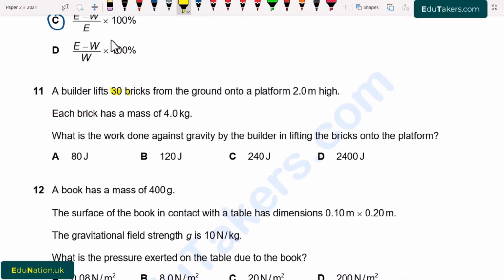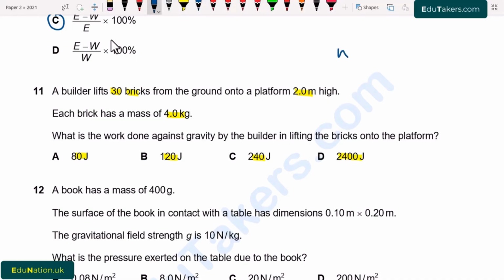Question number 11. A builder lifts 30 bricks from the ground onto a platform 2.0 meters high. Each brick has a mass of 4.0 kilograms. What is the work done against gravity by the builder in lifting the bricks onto the platform? Option A 80 joules, B 120 joules, C 240 joules and D 2400 joules.